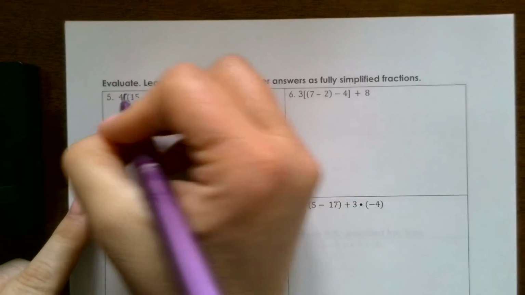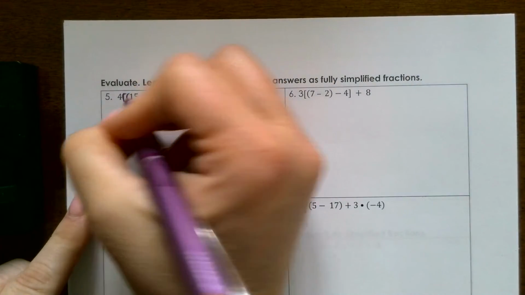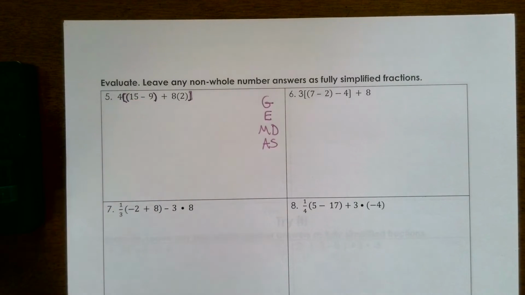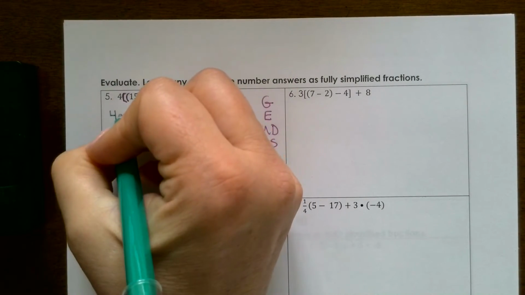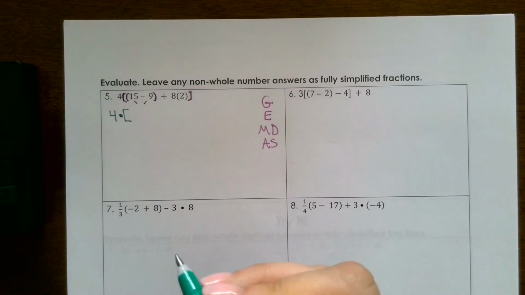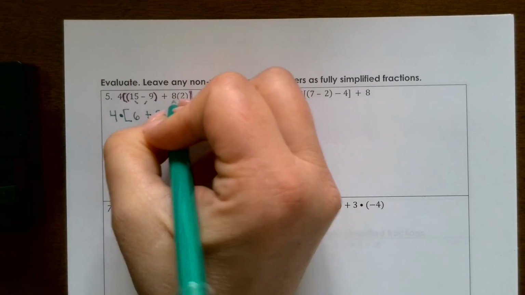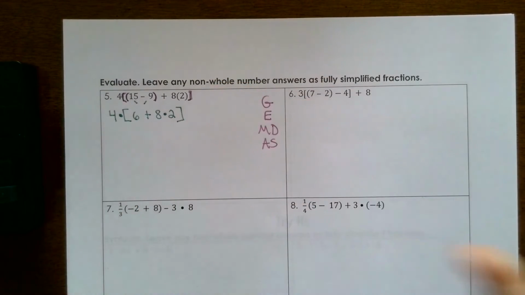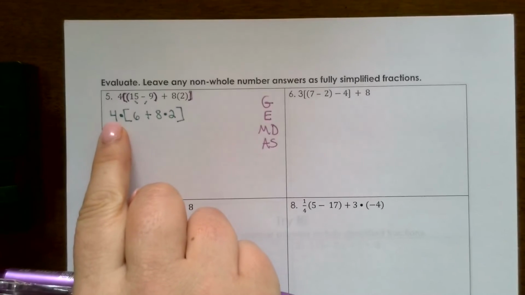I have this bracket, and I definitely want to evaluate that first. But even before, I have these parentheses. So my first step is the most inner parenthesis. So I have 4 right next to the bracket that is going to indicate multiplication. I'll just put that symbol there. And then I've got a bracket. 15 minus 9 is 6. And it's plus 8. And because this number is right next to a parenthesis, that indicates multiplication times 2.